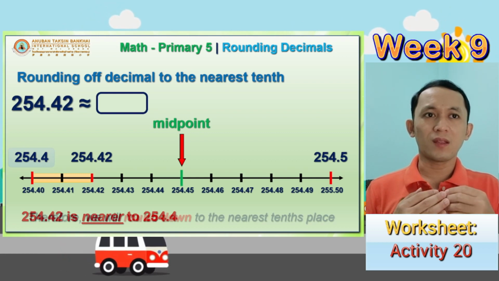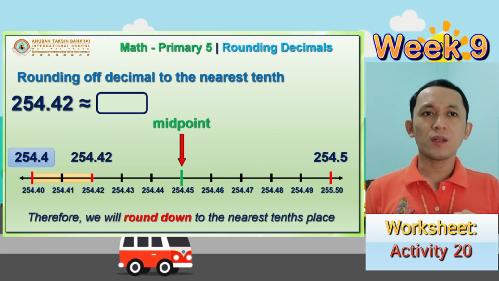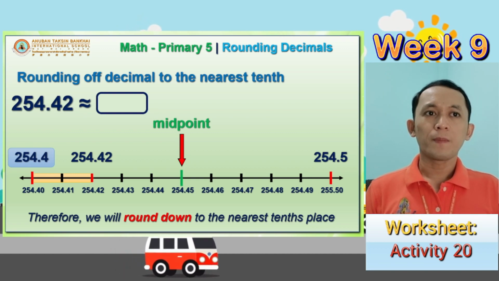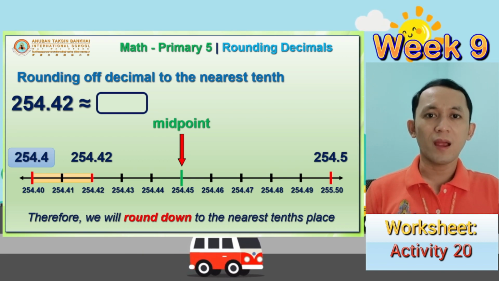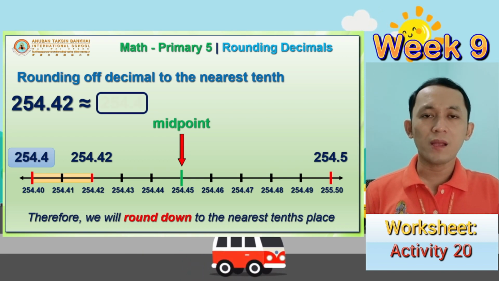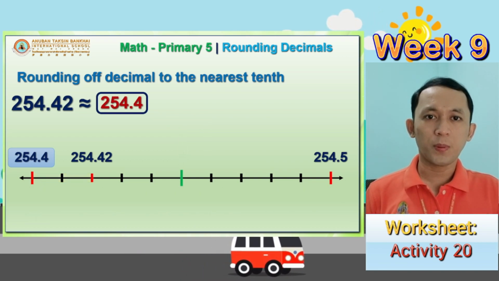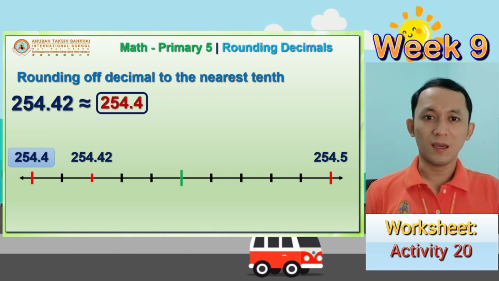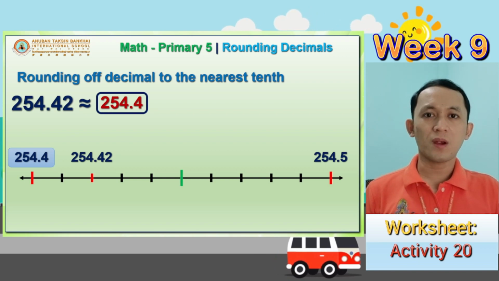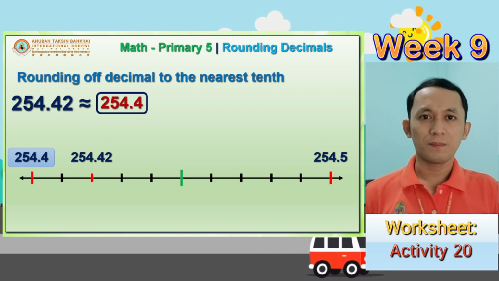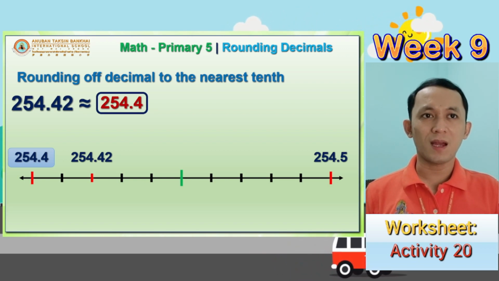Okay, so instead of writing 254.42, since we are going to round it down, our answer will be 254.4. Okay, so that is just the same with the first process that we did. Now let's have another example.